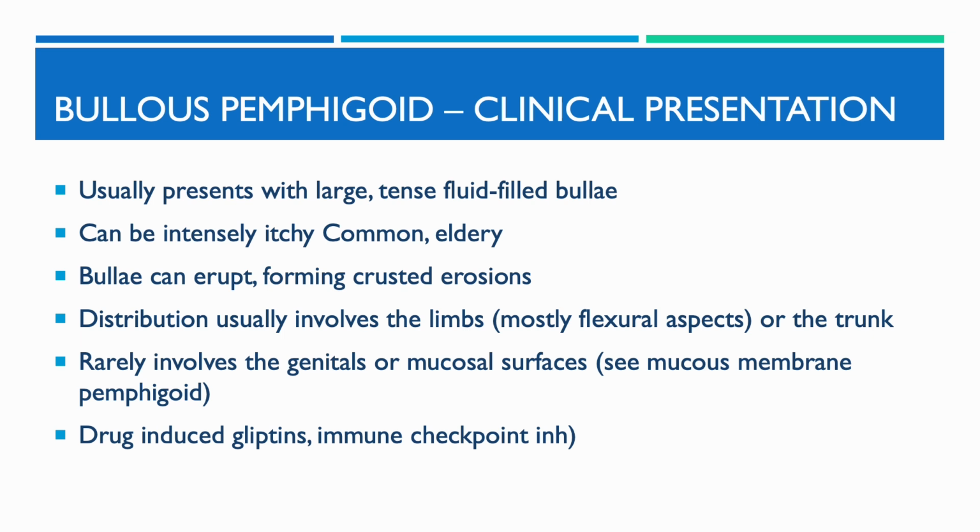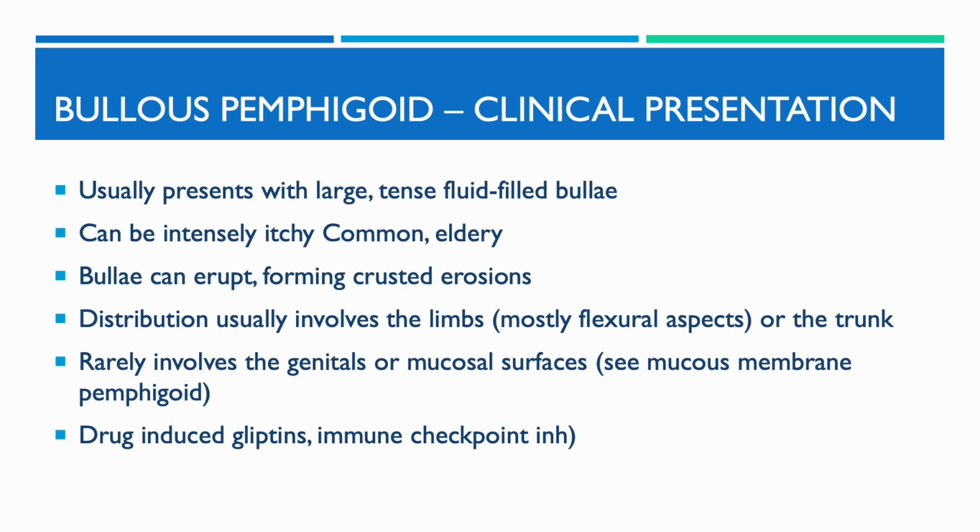Bullous pemphigoid most commonly presents in the elderly. Sometimes there is a prodrome of itch, followed by a development of redness, which is also known as pre-bullous urticated erythema. This will result in large, tense, fluid-filled bullae. These can sometimes erupt, forming erosions. However, due to the deeper level at which the blistering occurs, the bullae tend to stay intact. Blisters are more common on the trunk, less commonly involving the genitals and mucosal surfaces.